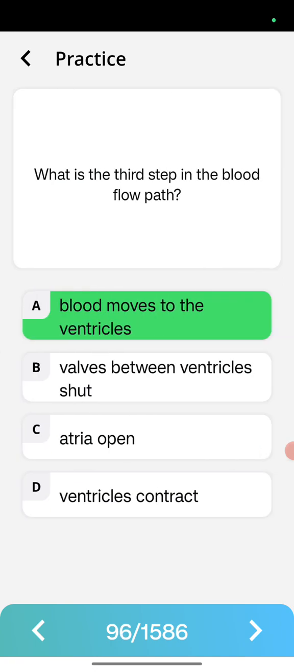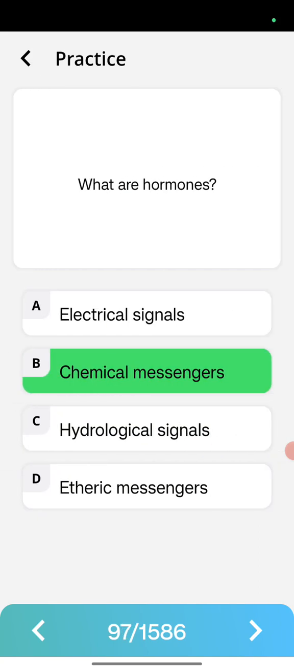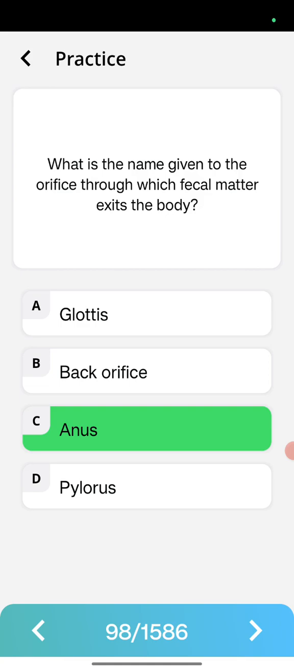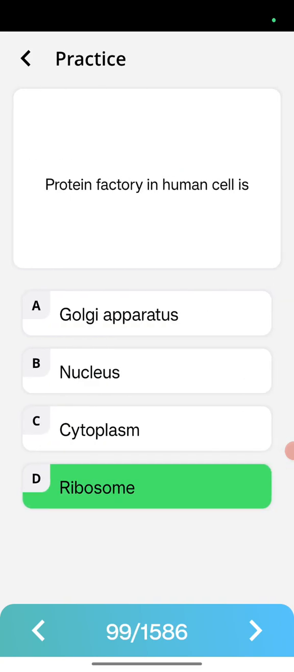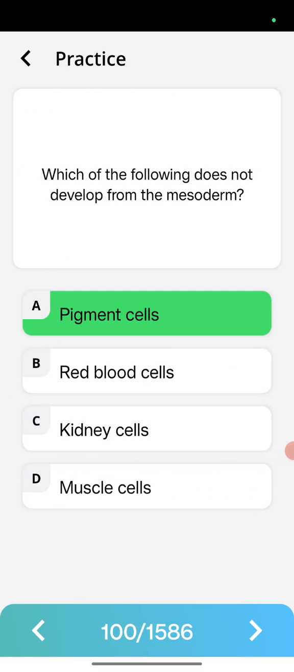What is the third step in the blood flow path? Blood moves to the ventricles. What are hormones? Chemical messengers. What is the name given to the orifice through which fecal matter exits the body? Anus. Protein factory in human cells is ribosome. Which of the following does not develop from mesoderm? Pigment cells.